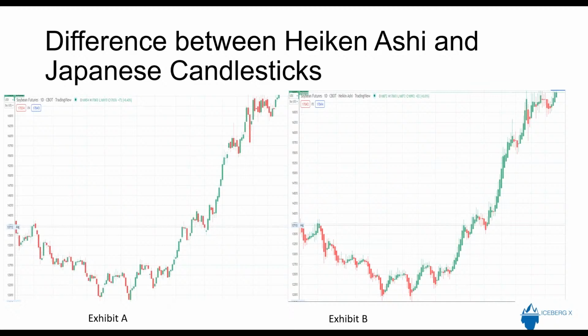Now, Heikin-Ashi has a mathematical formula to derive it. It's basically derived from Japanese candlesticks. The only thing is that it doesn't account for gaps. Compared to the Japanese candlesticks in exhibit A, which have a lot of gaps in the chart, Heikin-Ashi closes up the gaps. So if you're a gap trader, Heikin-Ashi may not be suitable for you, because it closes up the gaps to show you a particular trend of the day.